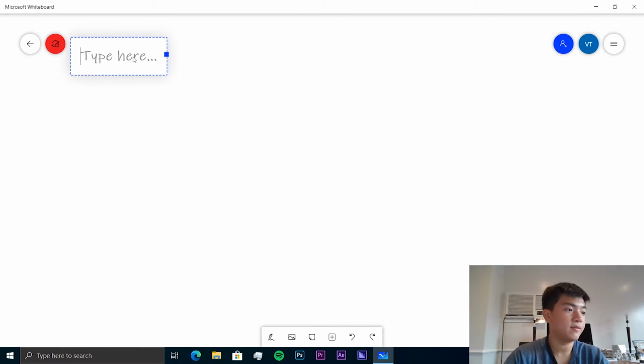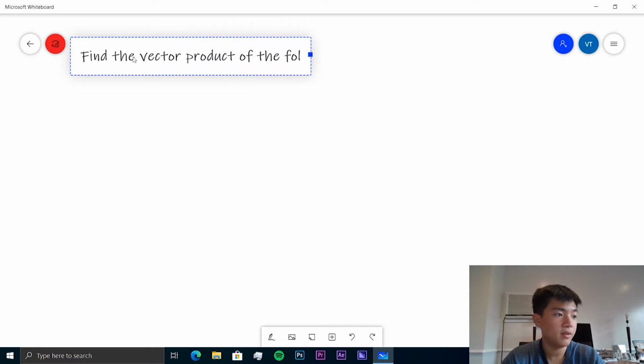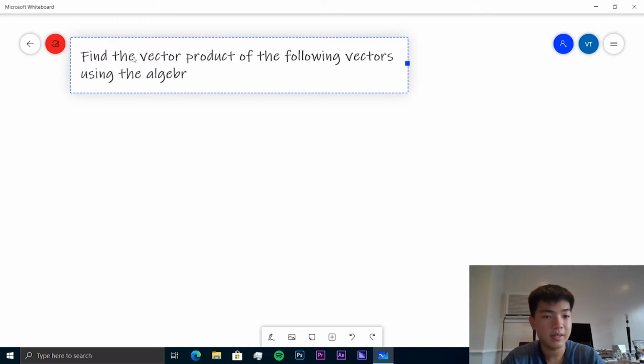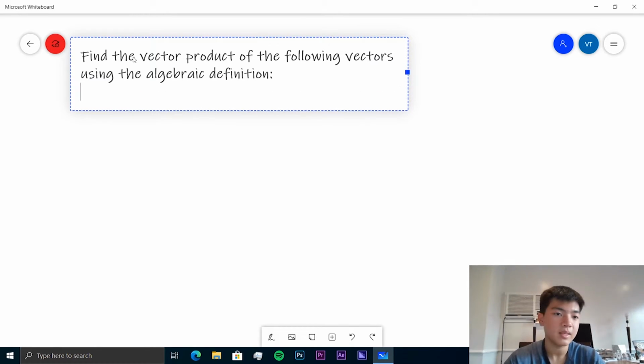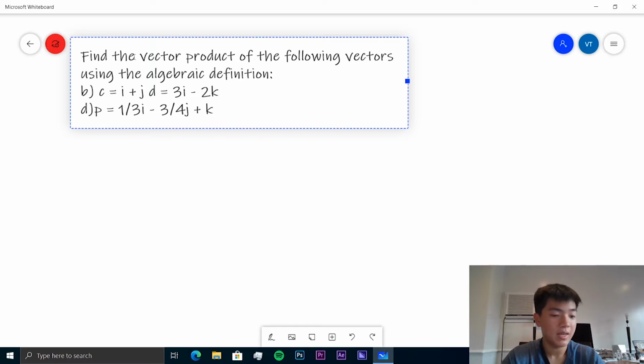First, find the vector product of the following vectors using the algebraic definition. First, we have C is equal to I plus J, and D is equal to 3I minus 2K. And then after that, we have P is equal to 1/2 I minus 3/4 J plus K, and R is equal to I minus 2/3 J minus 2K.